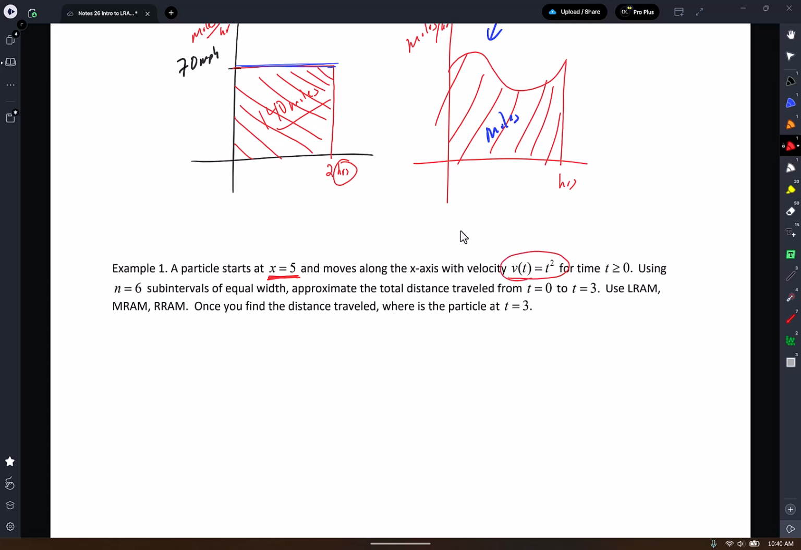So here's how my velocity is given. It depends on time, for time t greater than or equal to 0. Using n equals 6 subintervals of equal width, so this is how many rectangles we're going to use.